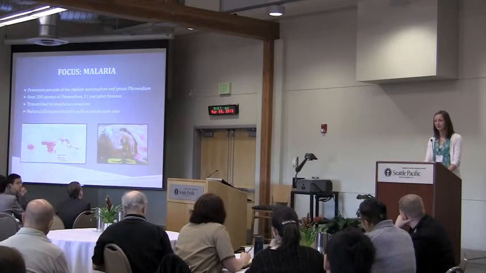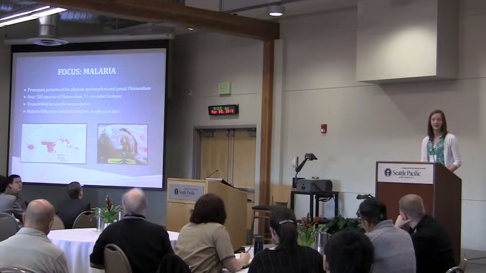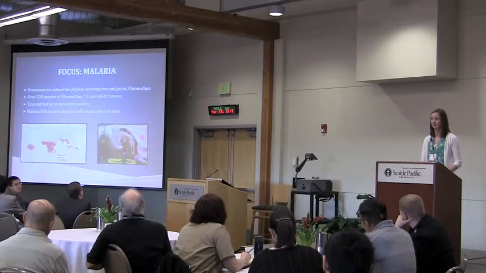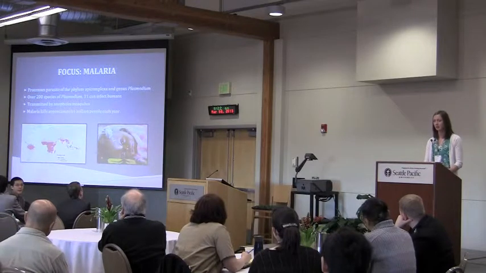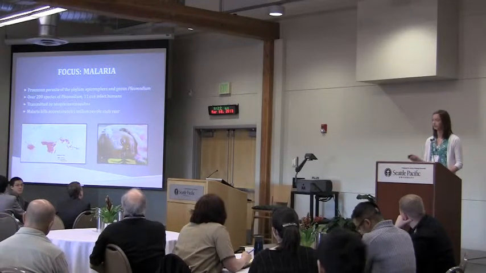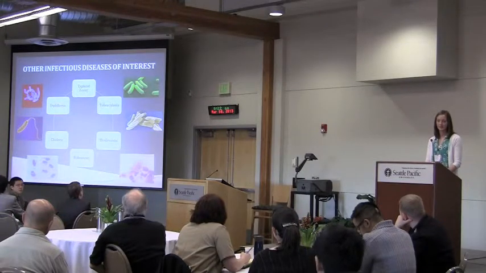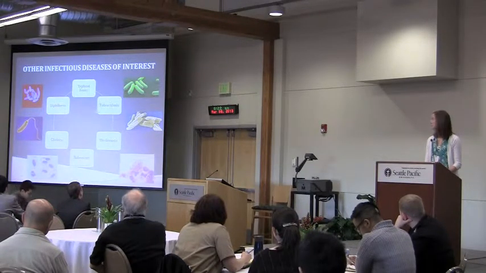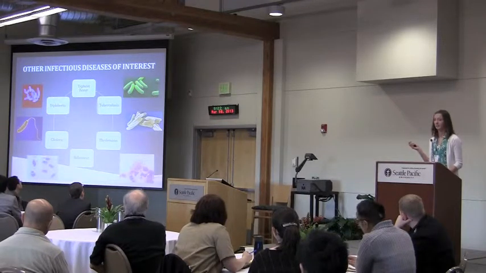Initially, I wanted to focus my research on the disease of malaria. Malaria is caused by the protozoan parasite of the phylum Apicomplexa and the genus Plasmodium. It is a significant problem because it kills approximately 1 million people each year, most of these being children under the age of 5 years old. Next, I wanted to expand my research to include other infectious diseases. Most of these also pose great global health challenges. Here you can see the visuals on my slide.